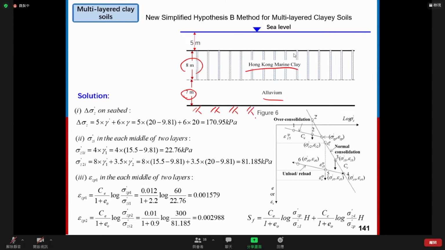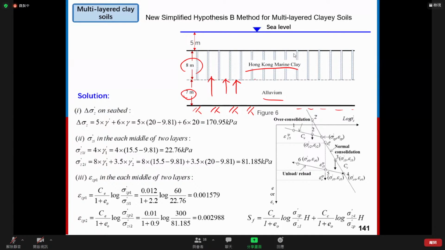Here is impermeable. So for the alluvium, the water can only move vertically, from bottom to top, because the bottom boundary is impermeable.